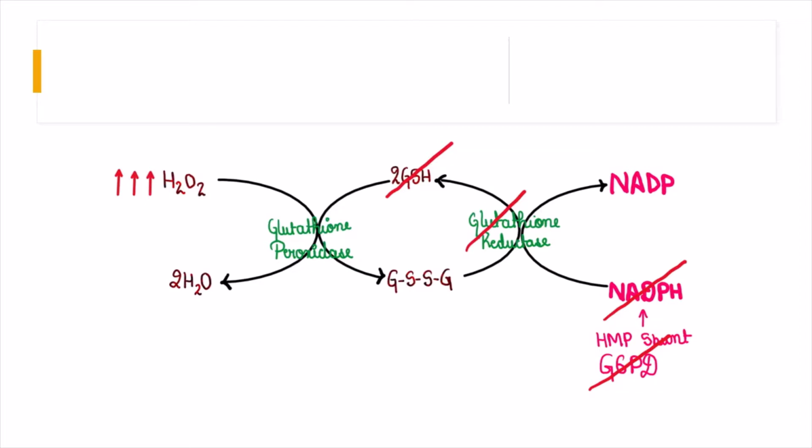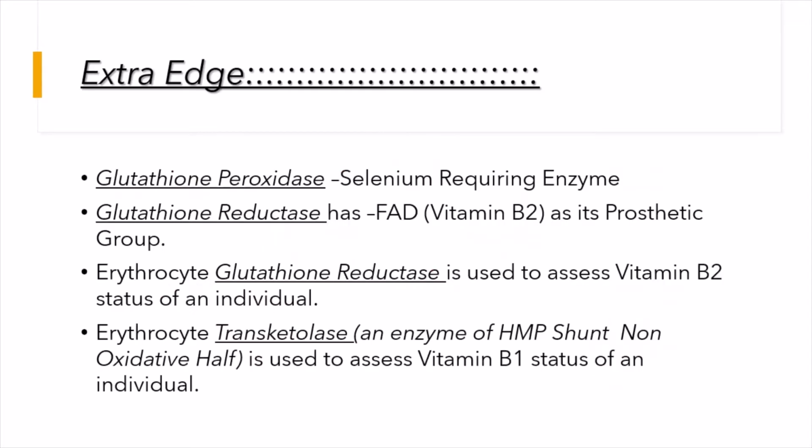G6PD deficiency, however, is the most common enzyme deficiency known, and it is also the most common cause of hemolytic anemia under enzyme deficiencies worldwide. Also note, glutathione peroxidase shown here is a selenium-requiring enzyme. Glutathione reductase has FAD as its prosthetic group. The erythrocyte glutathione reductase is used to assess somebody's vitamin B2 status. Likewise, if I want to check someone's vitamin B1 status, we will go for erythrocyte transketolase.